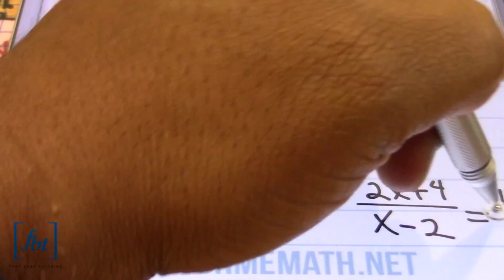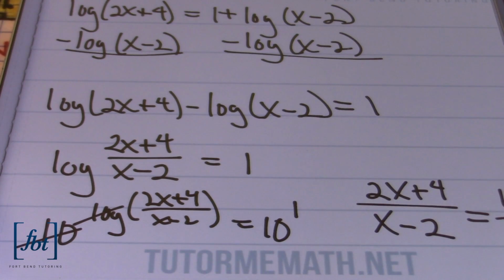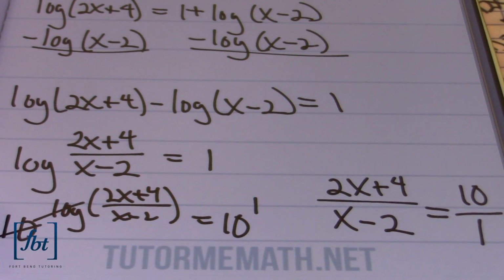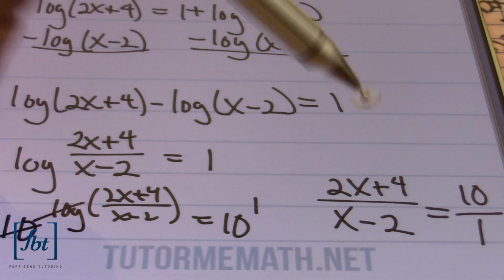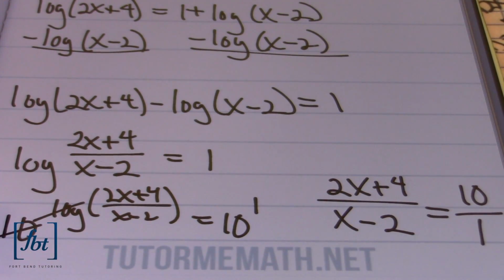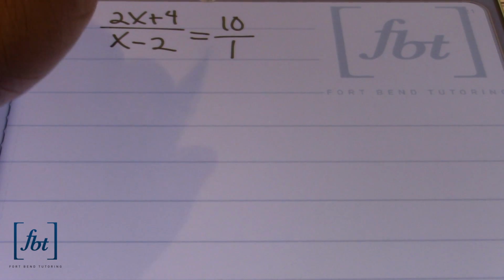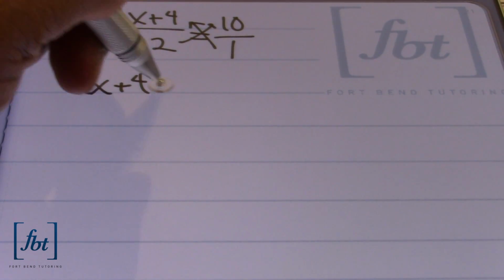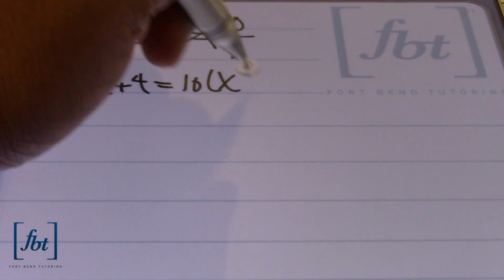So I'm going to write this as 10 over 1, knowing that I want to end up with a proportion as far as my preferred method of solving the equation. Solving our proportion here, I'm going to be cross multiplying, of course. I'll have 2x plus 4 equals 10 times the quantity of x minus 2.